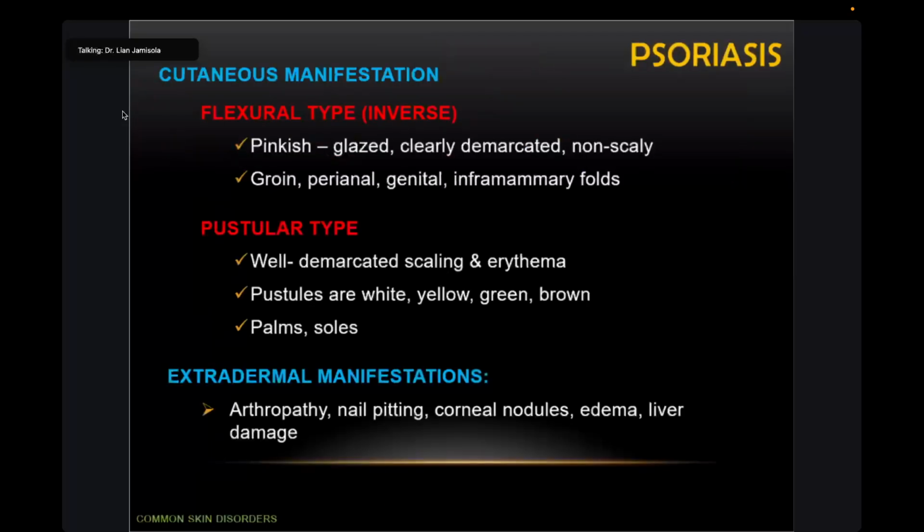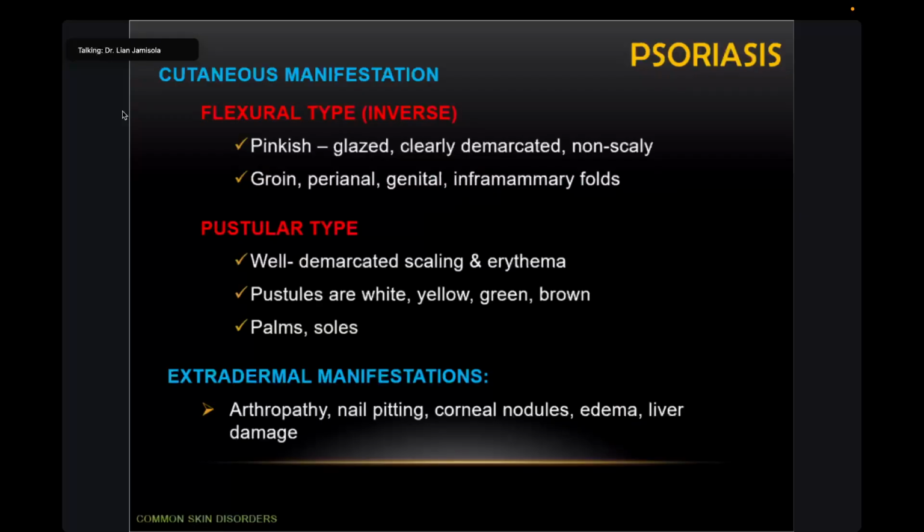Okay. Other types of psoriasis would be your flexural or your inverse type of psoriasis. This time naman, it's non-scaly. Okay? So you have pinkish, glazed, clearly demarcated, non-scaly lesions. So where do we see this? Sa groin, perianal, genital, and inframammary folds.